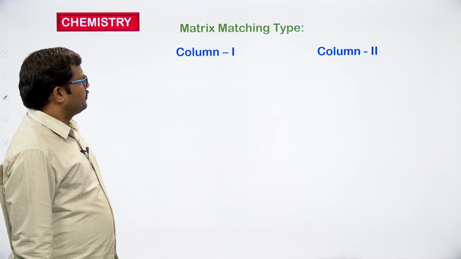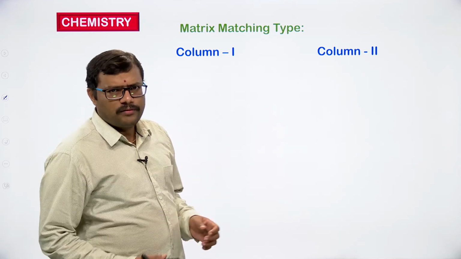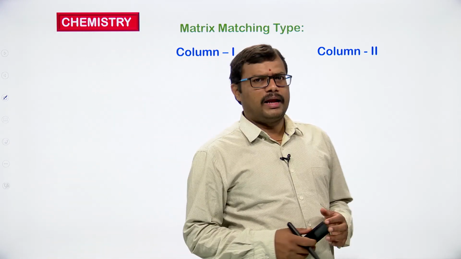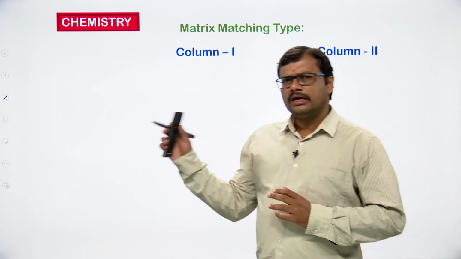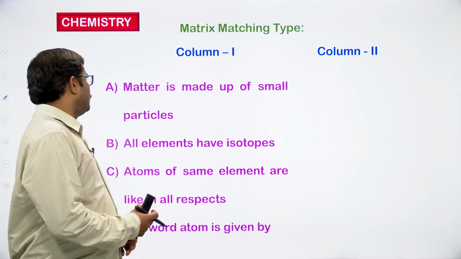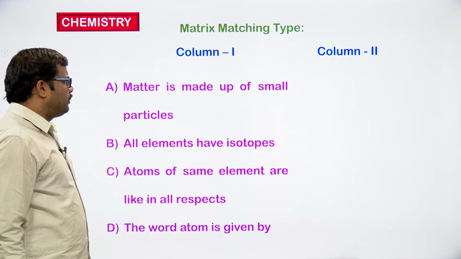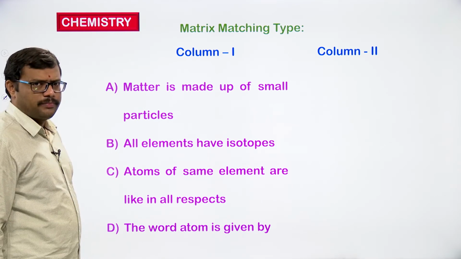Matrix matching type. In the case of matrix matching type, two columns will be given. You have to correlate the parameters given in column 1 to the parameters given in column 2. Okay. So here, if we observe column 1, A: matter is made up of small particles.